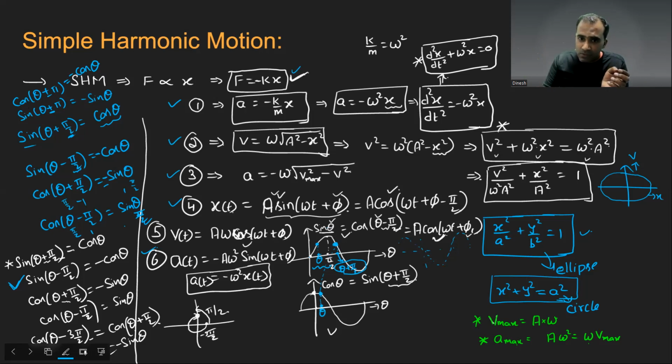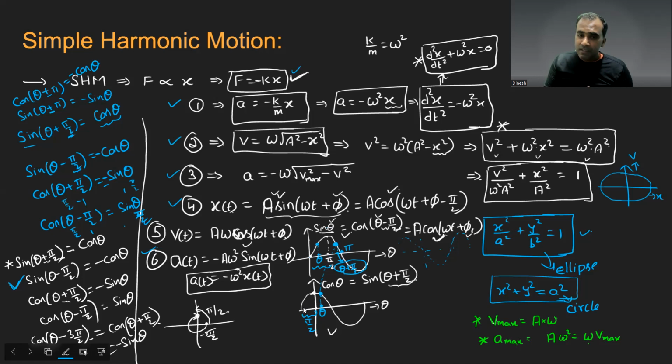Pi means half cycle. See this one. This value angle is pi. When you shift it by pi, half cycle gets shifted. When you shift by pi by 2, what happens? Only 1/4 of the cycle gets shifted. See this one. This is 1/4 of the cycle. The length of this is pi by 2.